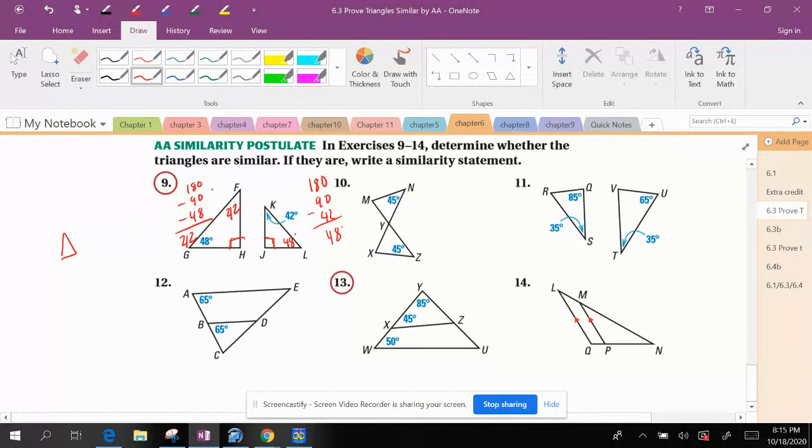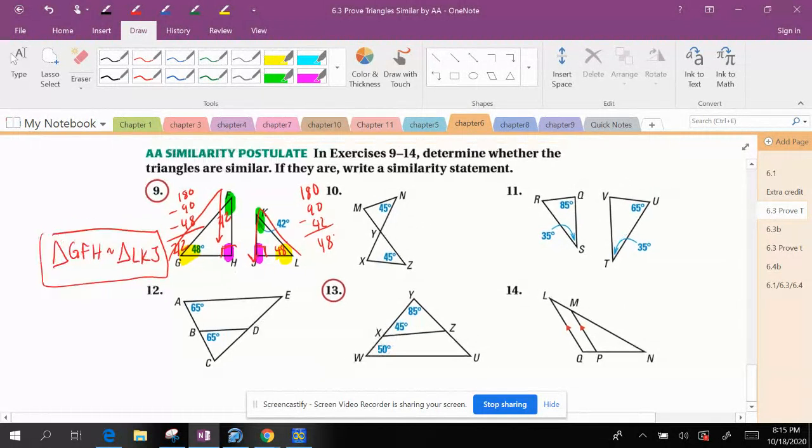Strange. All right, let's write our similarity statement. So I'm starting at angle G, which is 48 degrees, and it matches with angle L, which is 48 degrees. F is 42 degrees, so is K. H is 90, J is 90. So I'm going to start at yellow, head to green, end at purple. Yellow is G, F, and then H is similar to triangle, yellow, green, purple, L, K, J.